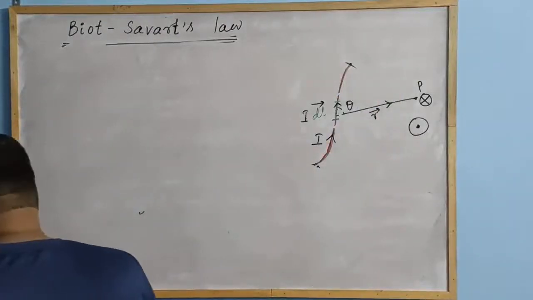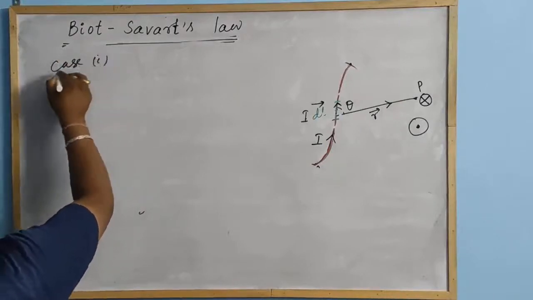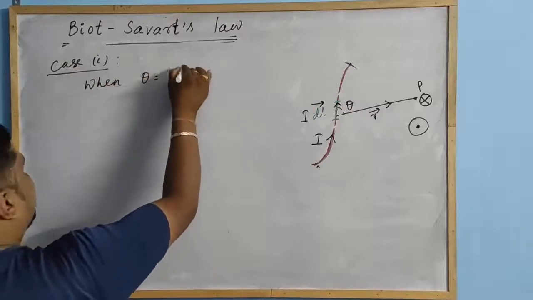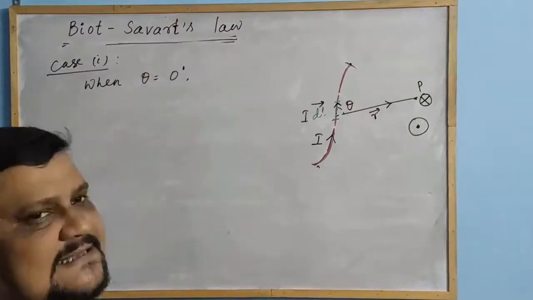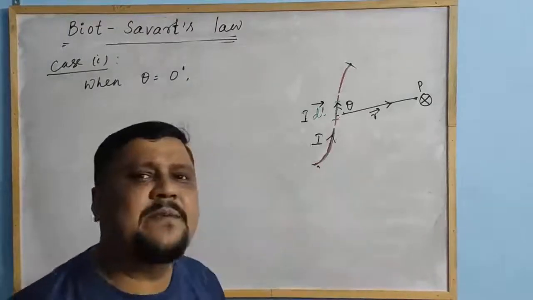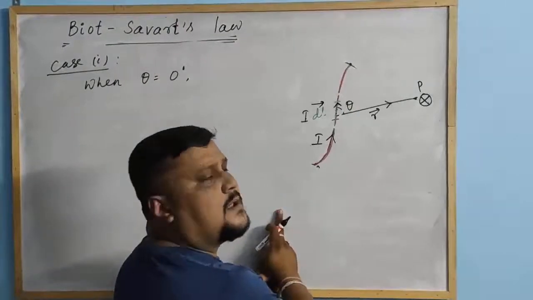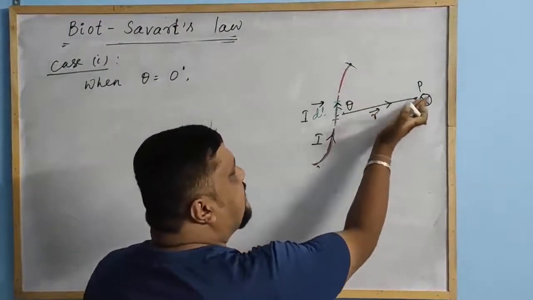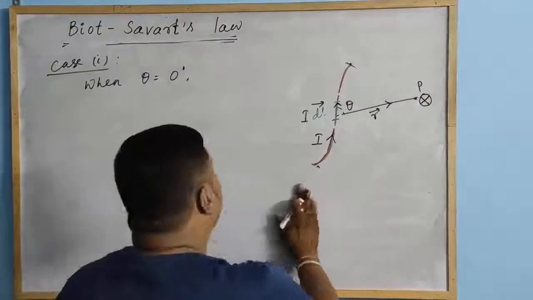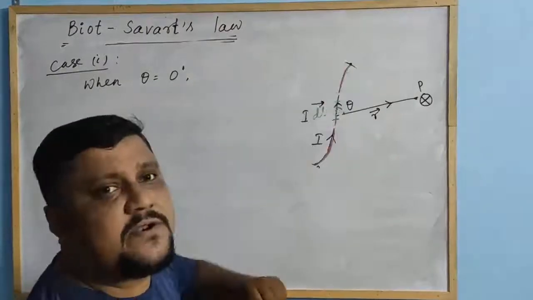we can take the special cases. Case 1, when theta is equal to 0 degree. When theta is equal to 0 degree, the point will be on what? Along the axis of the conductor. Theta is 0 degree means the point P will be along this line on the axis of the conductor.